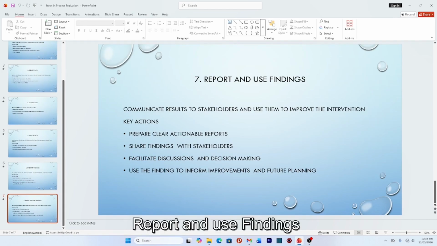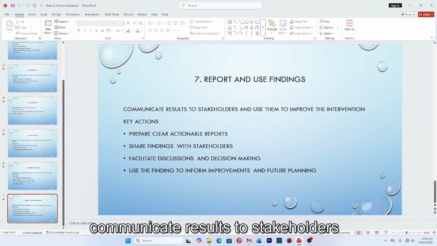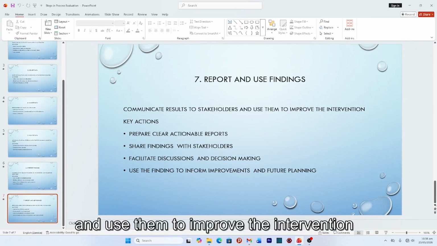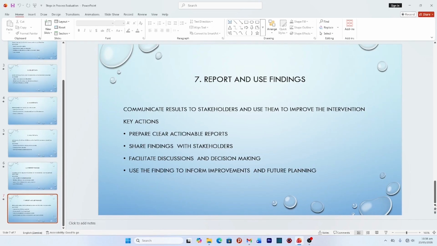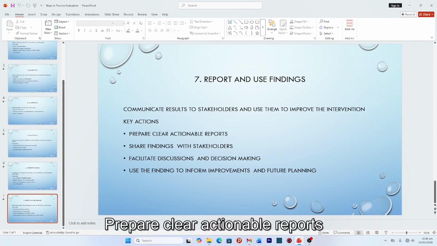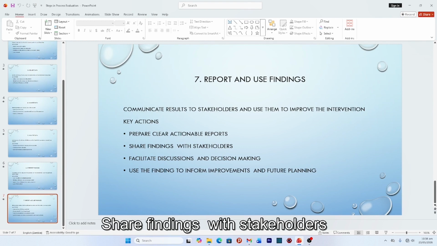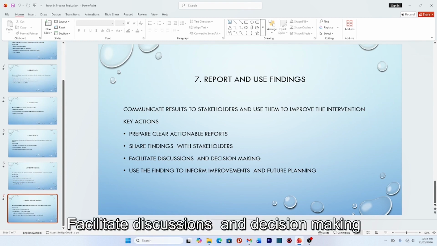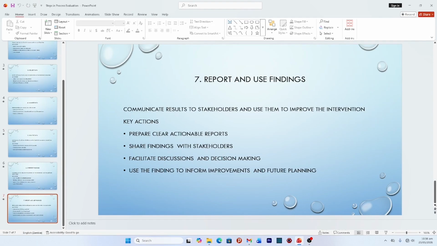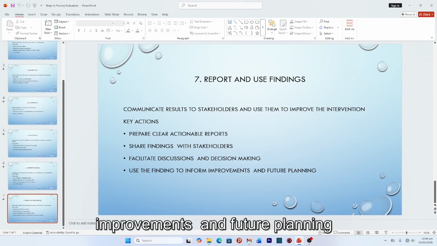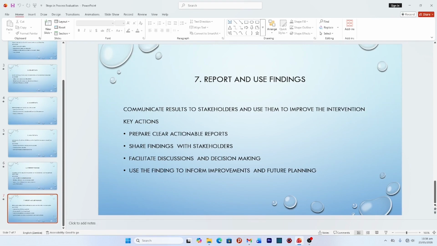The seventh step is to report and use findings. Communicate results to stakeholders and use them to improve the intervention. Key actions include: prepare clear, actionable reports, share findings with stakeholders, facilitate discussions and decision making, and use the findings to inform improvements in future planning.